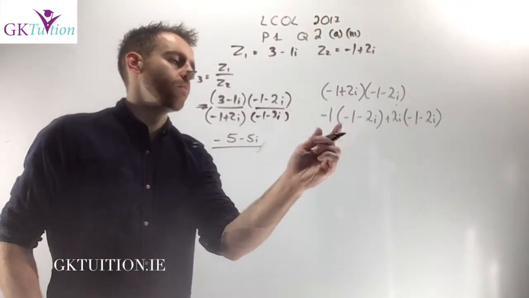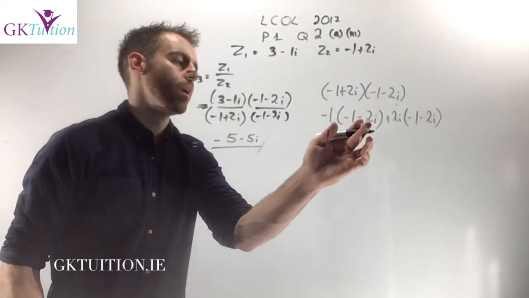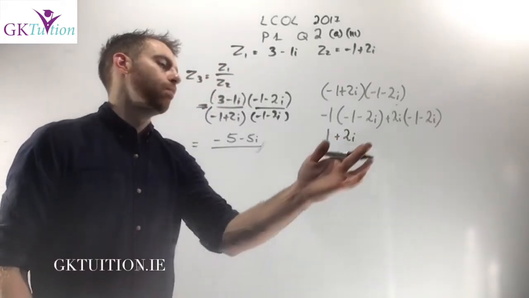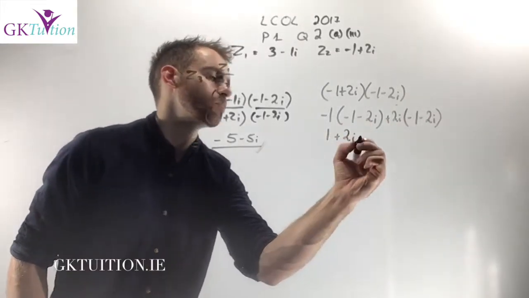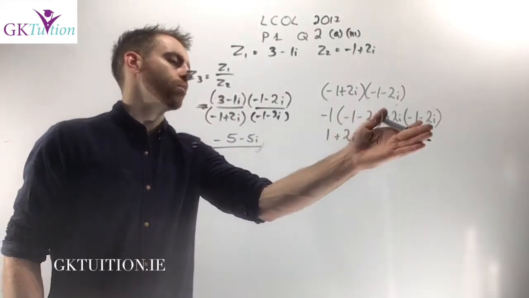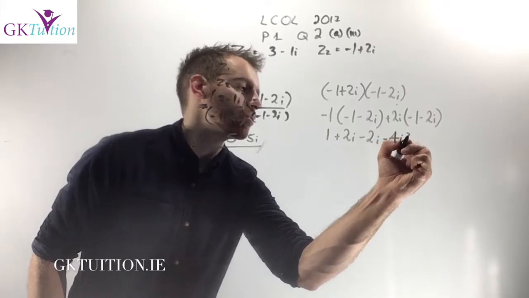Minus 1 multiplied by minus 1 is plus 1. Minus 1 multiplied by minus 2i gives me plus 2i. Plus 2i multiplied by minus 1 is minus 2i. And then plus 2i multiplied by minus 2i gives me minus 4i squared.